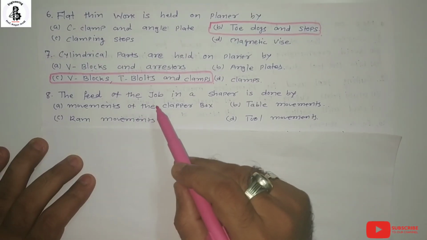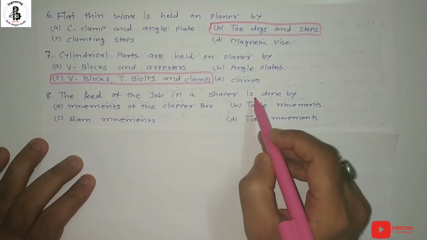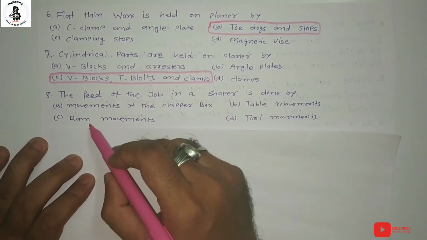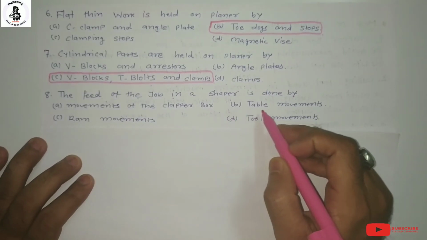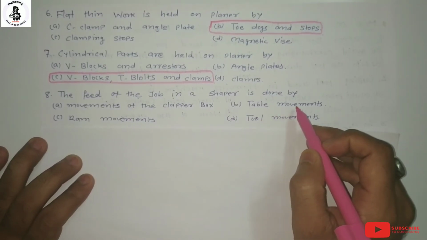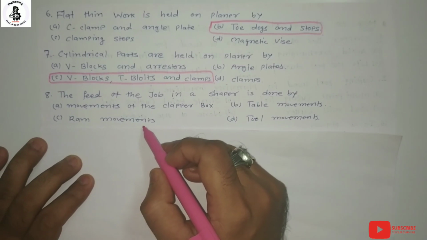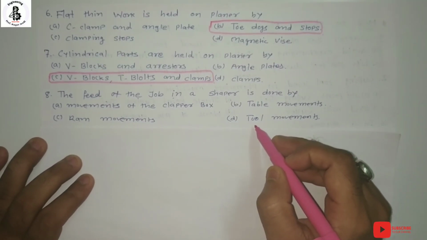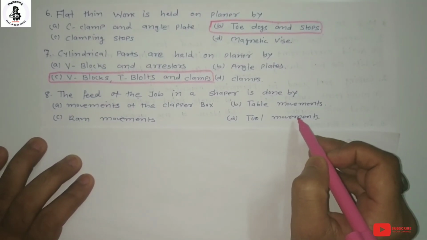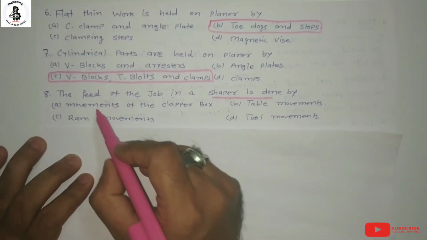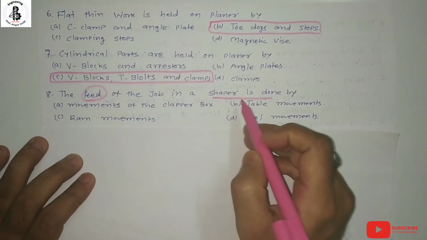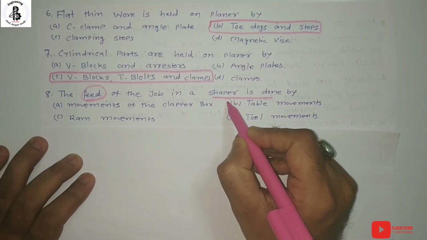The feed of the job in a SHAPER is done by option A, movements of the clapper box, option B, table movements, option C, ram movements, and option D, tool movements. So basically in case of a SHAPER machine, the feed is provided with the help of table movements.